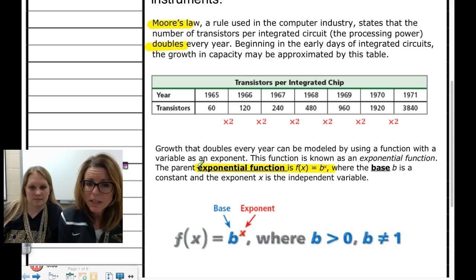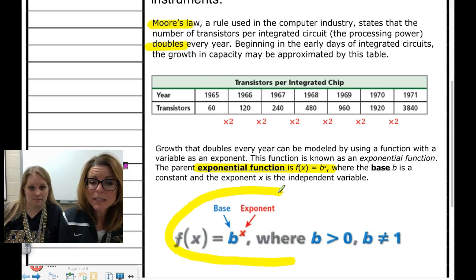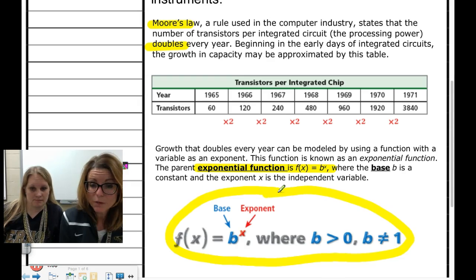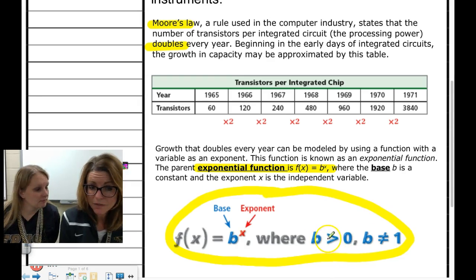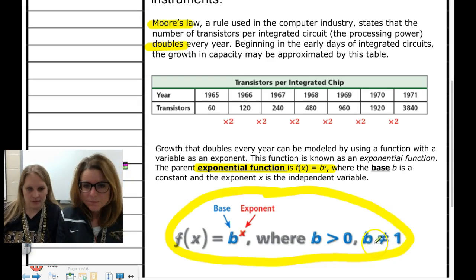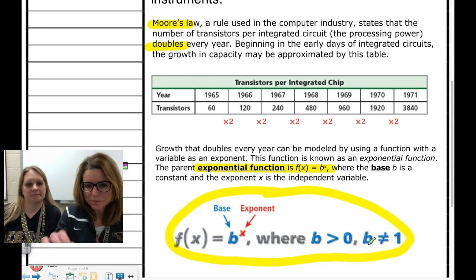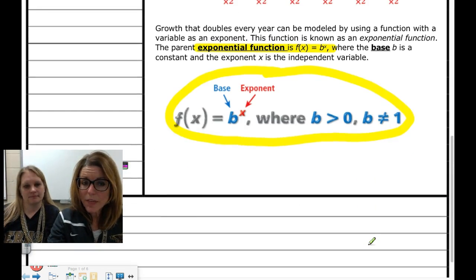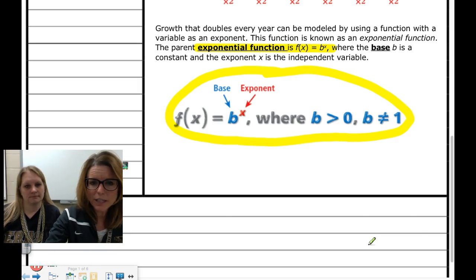And the formula is what Miss Boyd highlighted, and the key here is to note that b is the base and x is the exponent. Now the important thing also is b is always going to be greater than 0. That means it cannot be negative. And b can never equal 1. So a number greater than 0 can't be 1 and will never be negative. Exactly. All right, so that is it for that page. So let's go to the next page.